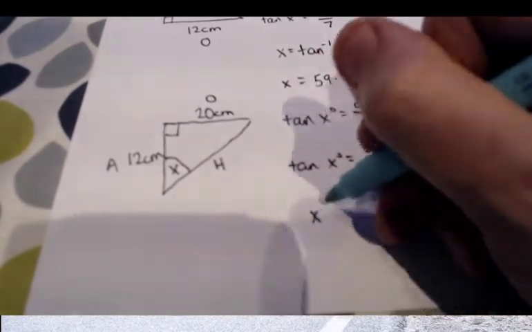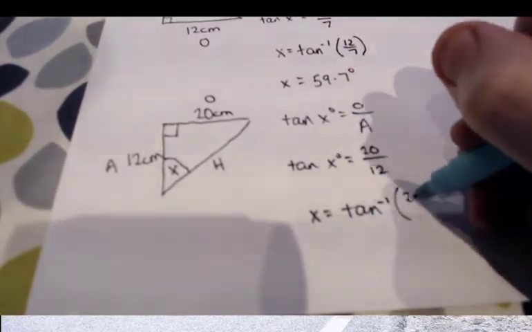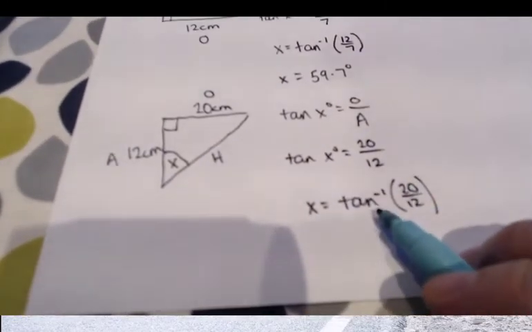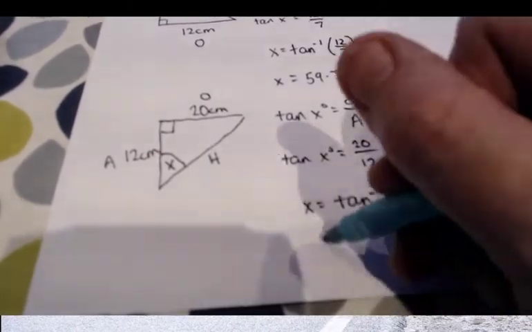Now I want to work out the size of the angle x, so I'm going to do inverse tan 20 over 12. We would always have to do this when we're calculating the size of the angle. That's always going to be our final step.